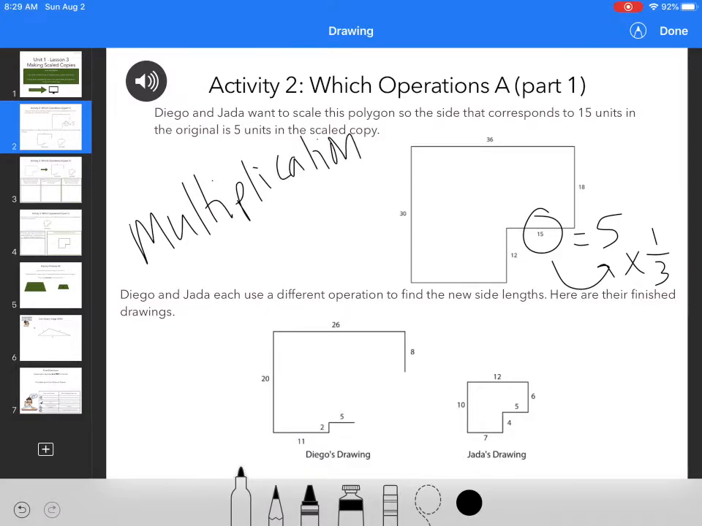So then, Diego and Jada each use different operations to find the new side lengths. Here are their finished drawings. So we have Diego's drawing, but for some reason he didn't quite finish. And then we've got Jada's drawing, and for some reason she did finish. So I noticed right away that this 5 is here. So that's something important to consider. There aren't any questions on this slide.